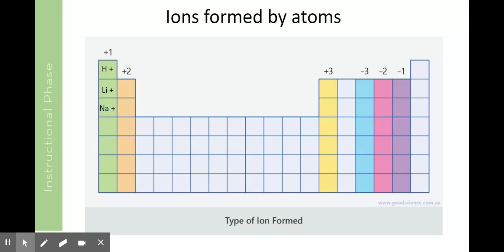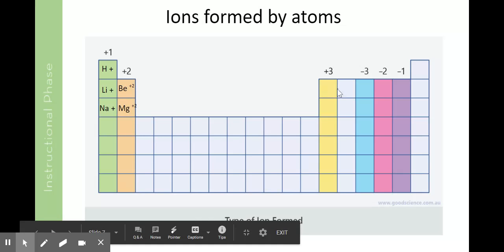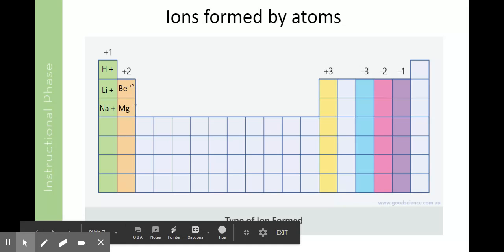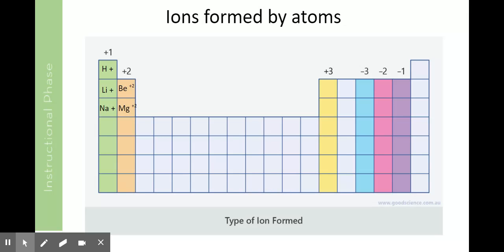Now anything in group 2 forms positive 2, plus 2. So for example, beryllium Be 2+, magnesium Mg 2+. Now this big section in the middle has no group number, so we skip straight over to group 3. Group 3 always become positive by 3 because they lose their three outer shell electrons. If they lose 3 electrons, they become positive by 3. So for example, aluminium becomes Al 3+.